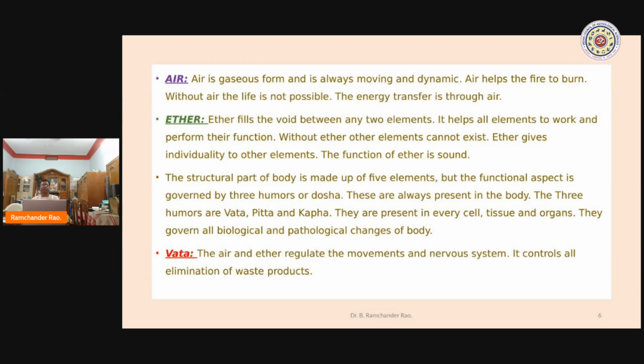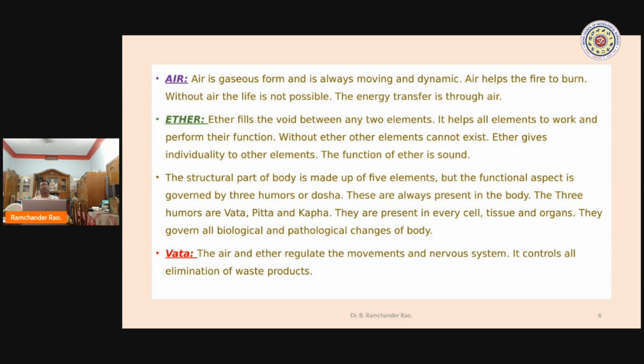Now, Vata, the air. The air and ether regulate the movement and nervous system. Vata controls our movement and nervous system. It controls all elimination of waste.